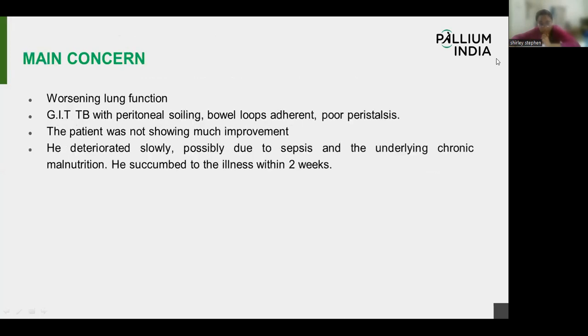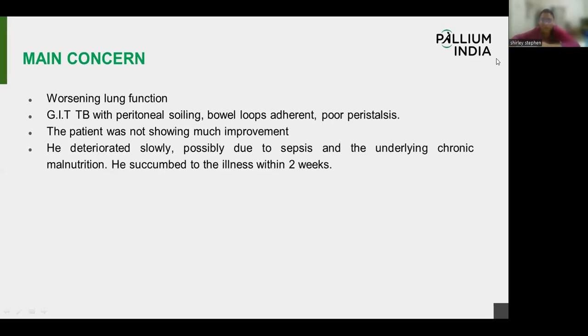Main concerns were his worsening lung function. The pleural effusion was treated with limited amount of tapping. We did not put a chest tube. We just did a single short drainage of around 200 ml on one side, and 2 days later around 200 ml on the other side.